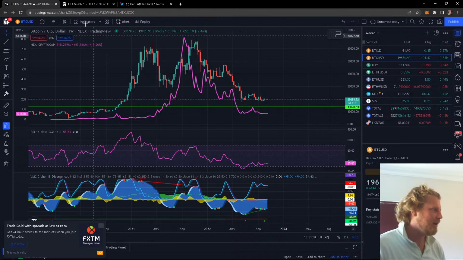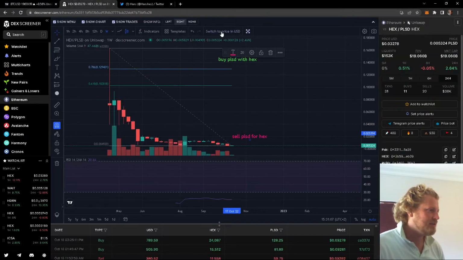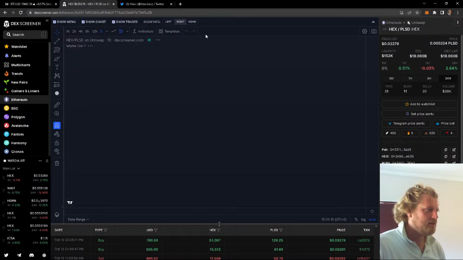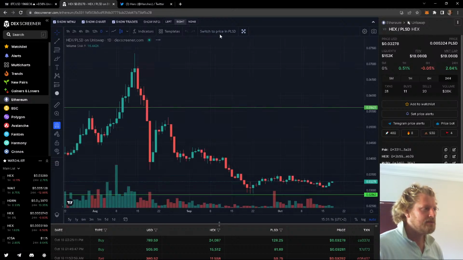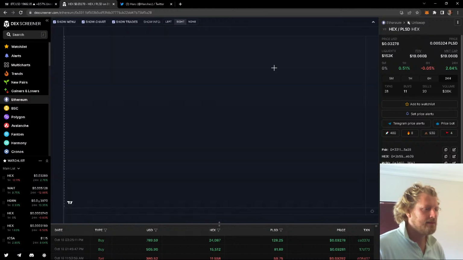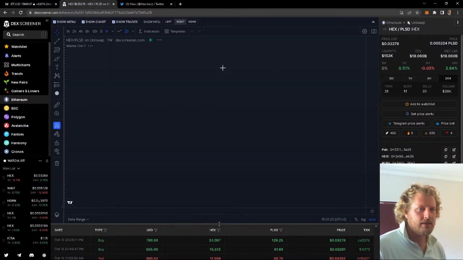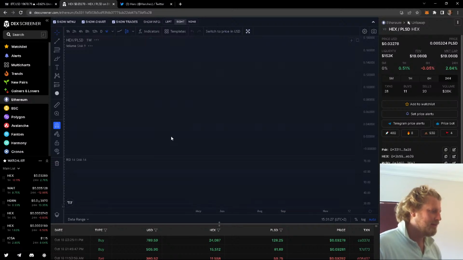Then I made a mistake yesterday, stupidly, where I showed you guys the PLS versus Hex ratio, but I never changed it. When you get to the ratio of any two pairs, it shows you the USD value of the coin, but there is a button up here that says switch to price in PLSD. So I did a technical analysis on the wrong price chart, but either way, we'll look at that and put a few things right.